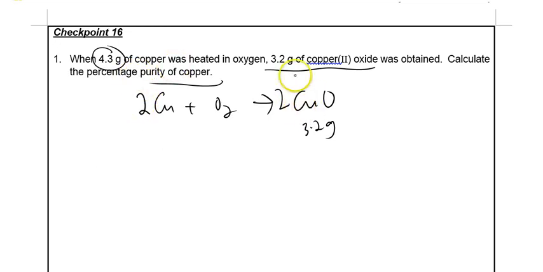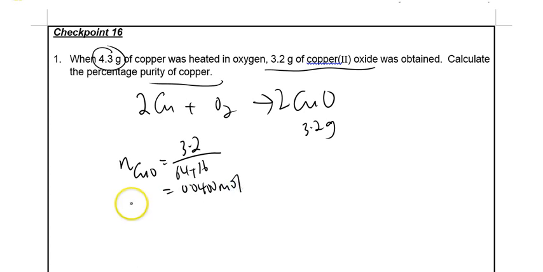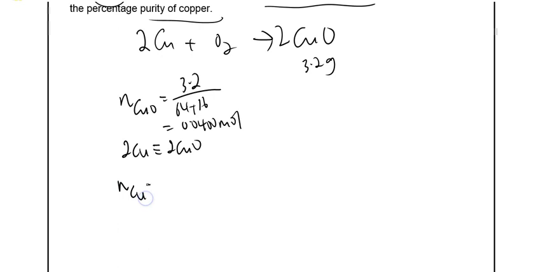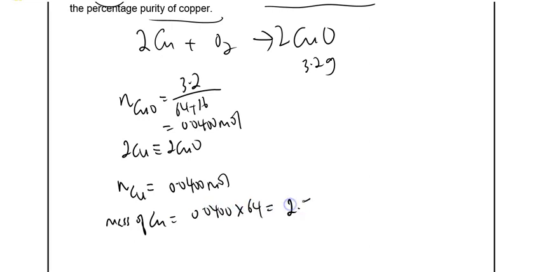So copper oxide must have come from pure copper reacting with oxygen. So let's determine the number of moles of copper oxide first. Mass divided by molar mass, and I get 0.0400 moles of copper oxide. So based on the equation, 2 moles of copper should give me 2 moles of copper oxide, which means that my number of moles of copper or pure copper should be 0.0400 moles as well. So the mass of pure copper should be 0.0400 times 64, giving me 2.56 grams.